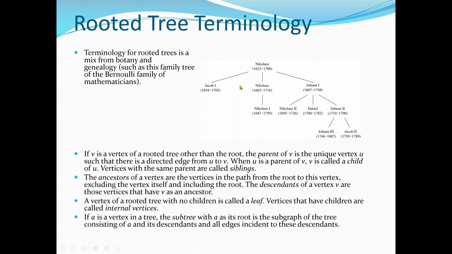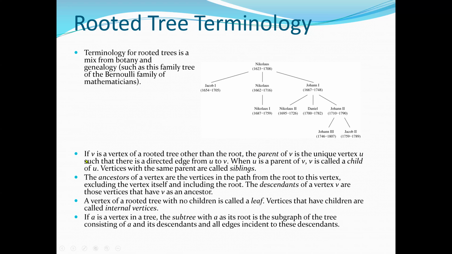So Nicholas will have three children. Then Johann 1 has three children also. Nicholas, the second Nicholas, has only one child. So again, this is a rooted tree.